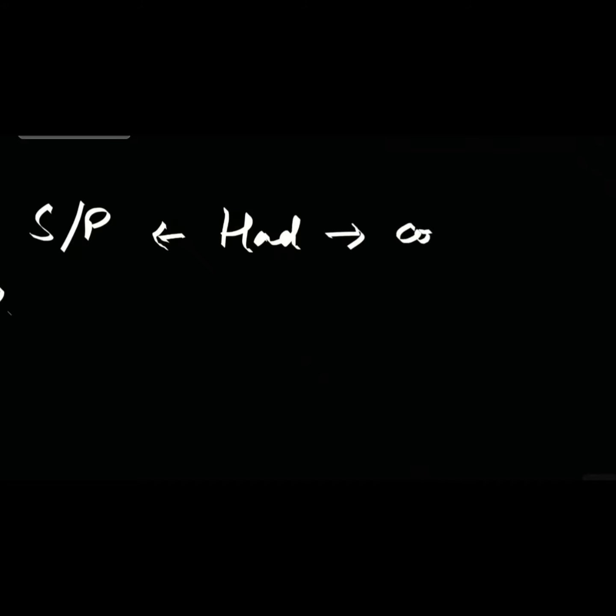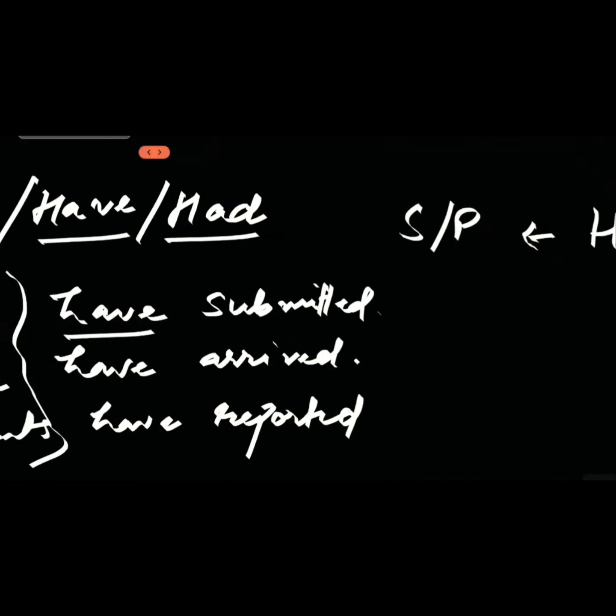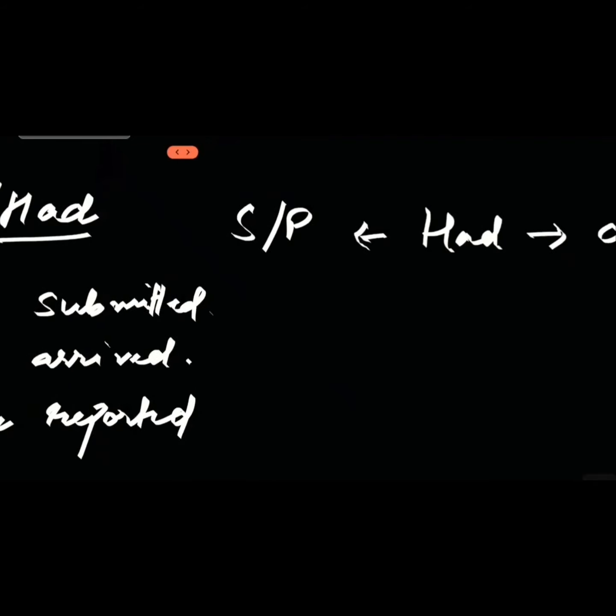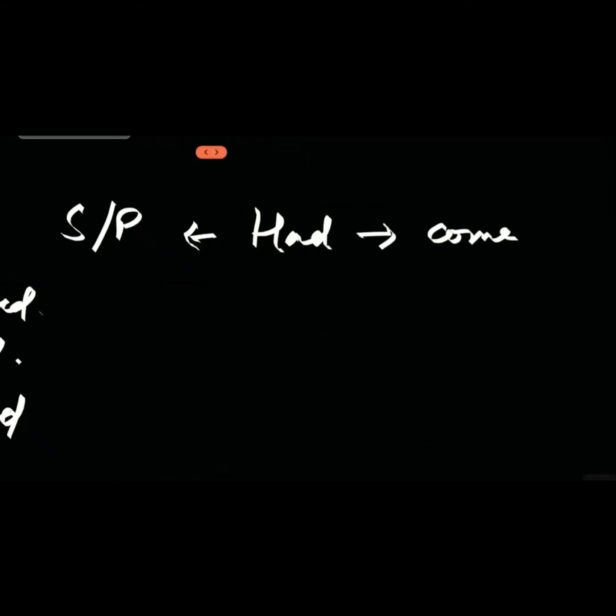Come, came, come. Now the number 1 difference: has and have, and had. Had is used whether the noun is singular or plural. That's the number 1 difference, the similarity being that we go for the third form of the verb, where an action has taken place.